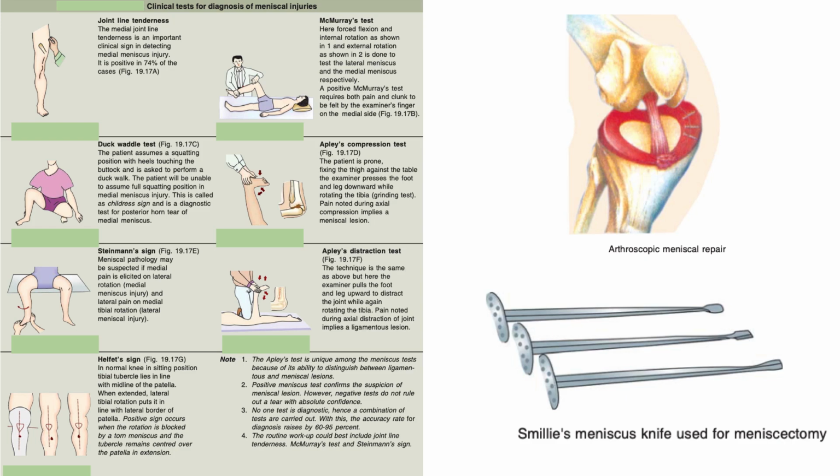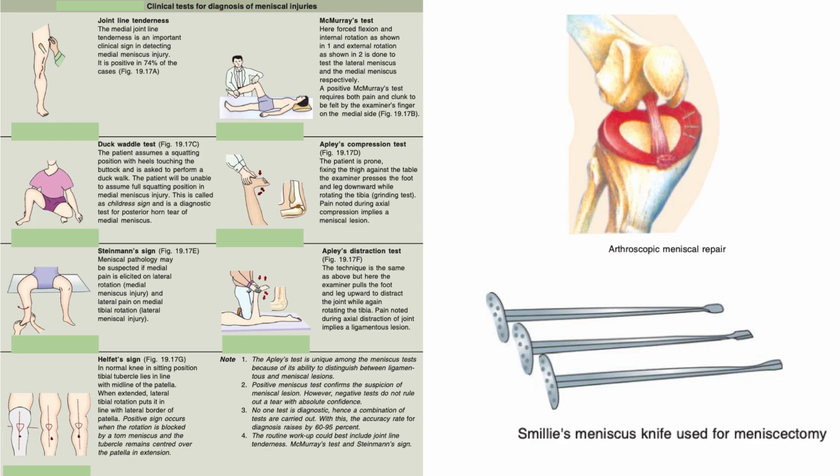So now we'll discuss the tests here, starting with joint line tenderness. Medial joint line tenderness is an important clinical sign in detecting the medial meniscus injury. It is positive in 74% of the cases. You can see in the first image on the left, and on the right side the doctor examining the knee, that is McMurray's test.